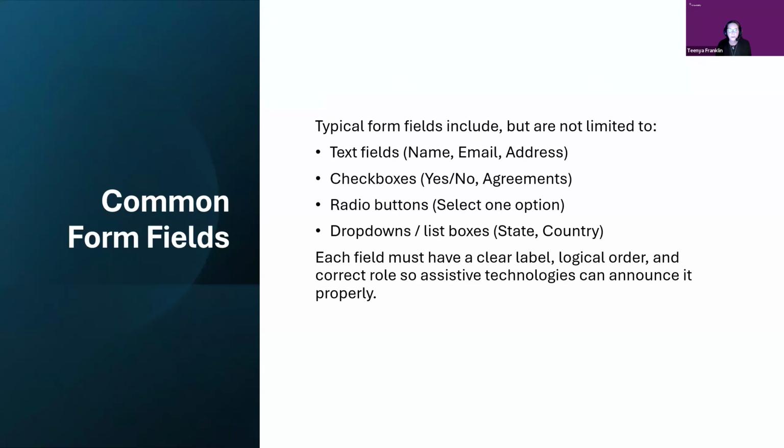So common form fields include text fields like name, email, address, check boxes, yes, no, agreements, radio buttons, which are select only one option, drop downs and list boxes, which avoid if you can. Those can cause problems for people with mobility impairment. It's better to use in those instances for a state or a country a text field, right? Each field must have a clear label, be in logical order and correct role so it can announce it properly to assistive technology.